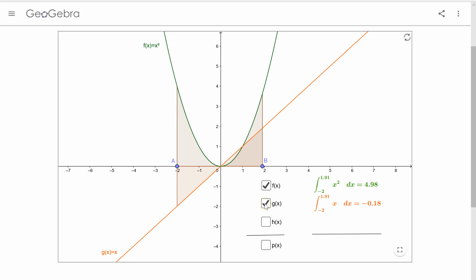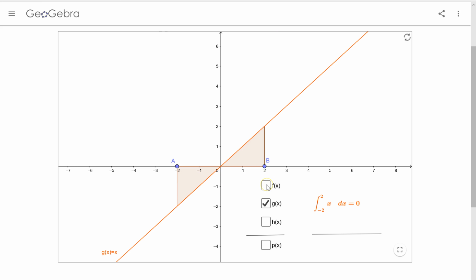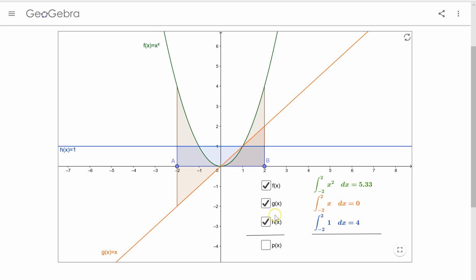If I introduce another term, which is x, then the integral under x from minus 2 to 2 is 0, because we've got an equal positive area and an equal negative area under that. So just switch that one off, you can see that. So they cancel each other out when we do the integral. And if I look at h of x, where it's 1, then the integral from minus 2 to 2 of 1 is 4 units, as we can see from geometry.